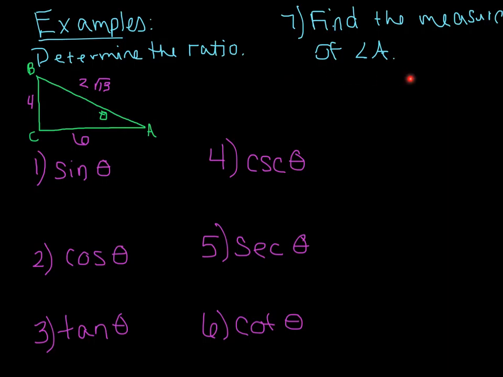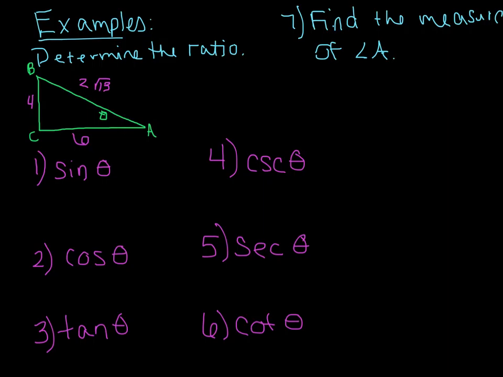The last thing I'm going to do is find the measure of angle A. So find out whatever this angle is using one of my inverse functions. Whenever you're finding the ratio, you're looking for the sides of the triangle. Whenever you're trying to find the angle, that's when you have to use the inverse function. So for ratio, you just use the trig functions because you're looking for the sides of the triangle. When you're trying to find the angle, that's when you have to use the inverse function.